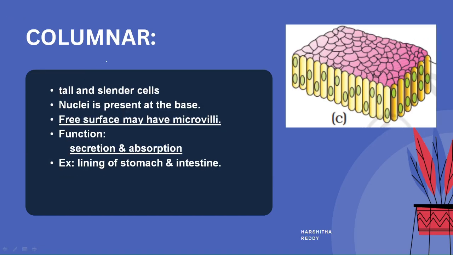Next, when we come to columnar epithelium, the simple columnar epithelium has long slender cells. As you can see in this picture, they have long slender cells, and the nucleus is present at the base of the cell, and the free surface may have microvilli. These microvilli help in the absorption process. This columnar epithelium is generally found in the lining of the stomach and intestine.